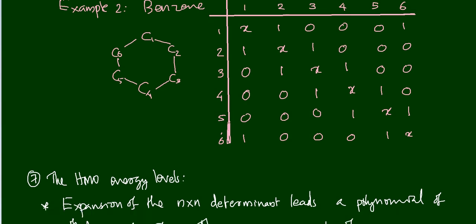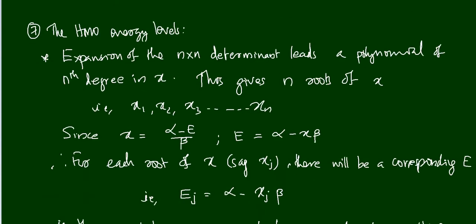Okay. And now we are coming to the seventh assumption, the Hückel molecular orbital energy levels. Expansion of the n by n determinant leads to a polynomial of nth degree in x. Our determinant is an n by n determinant, so we will get a polynomial in x, and the degree of this polynomial will be n. So this is going to give n roots of x, that is x1, x2, x3, etc. to xn. N values of x will be obtained.